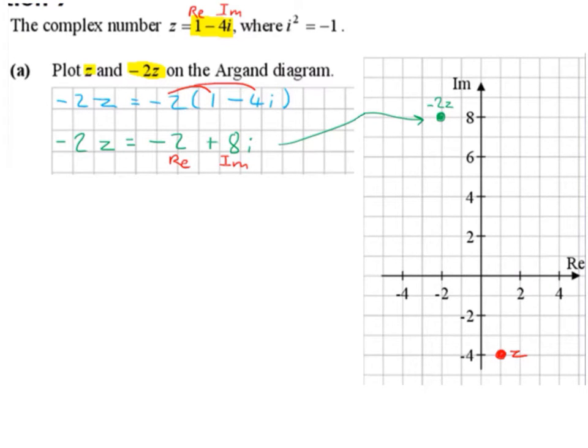So now we need to plot minus 2 plus 8i on our Argand diagram. So go to minus 2 on the real axis, which is there, and 8 on the imaginary axis, which is there. And we join them up, and we plot our point minus 2z. So minus 2 on the real axis and 8 on the imaginary axis, and that's our point minus 2z.